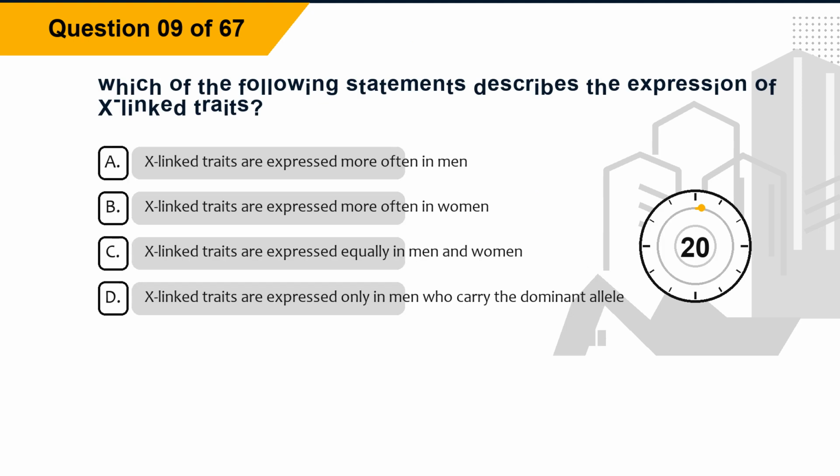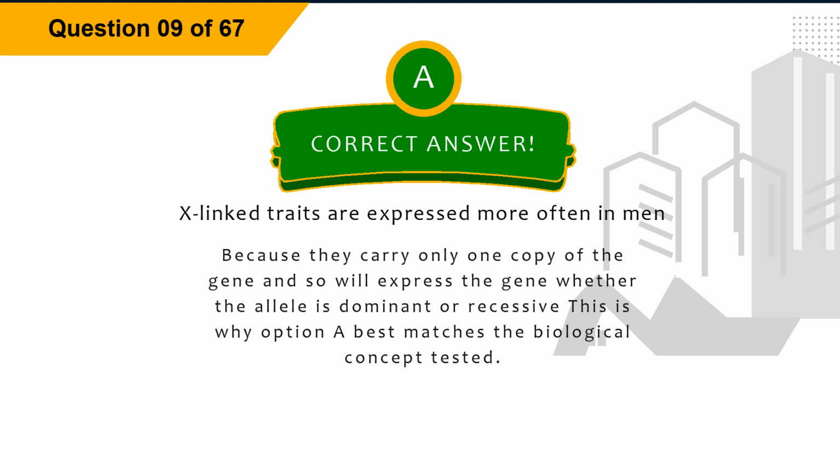Question 9. Which of the following statements describes the expression of X-linked traits? Option A, X-linked traits are expressed more often in men. Option B, X-linked traits are expressed more often in women. Option C, X-linked traits are expressed equally in men and women. Option D, X-linked traits are expressed only in men who carry the dominant allele. The correct answer is option A, X-linked traits are expressed more often in men. Explanation. Because they carry only one copy of the gene, men will express the gene whether the allele is dominant or recessive. This is why option A best matches the biological concept tested.